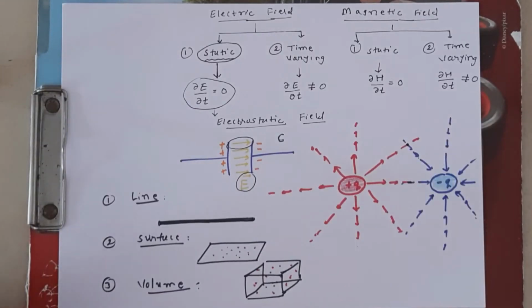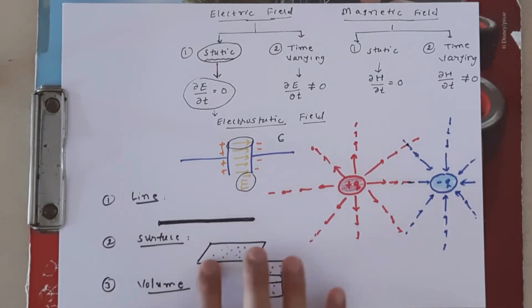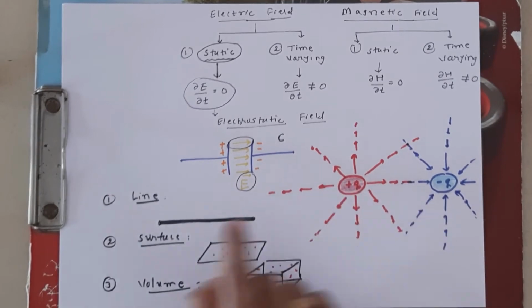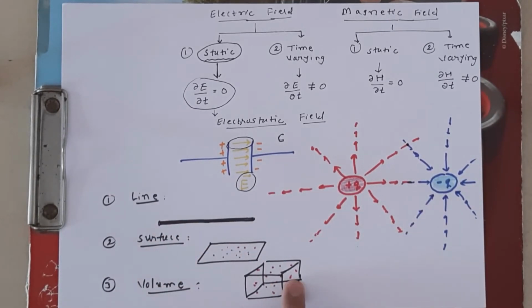But I will just give the idea regarding the charge distribution. Here I consider a single charge, but on the line, on the surface, and in the volume there are an infinite number of charges present, and all the charges generate an electric field.